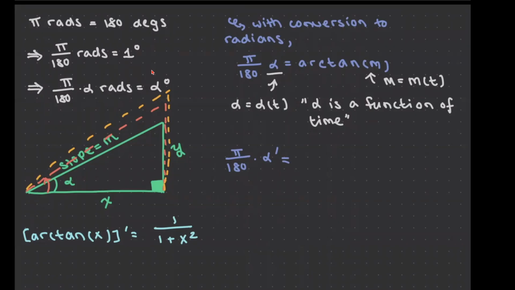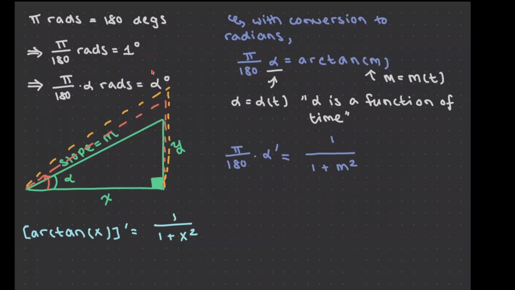So then here we have arctangent of m. So okay, we'll have 1 over 1 plus m squared. Now if I stop here, what's wrong? Is that m is also a function of t, right? So I need to use the chain rule now. I did the derivative of the outside function, arctangent. Now I need to do times the derivative of the inside function, that's m prime.